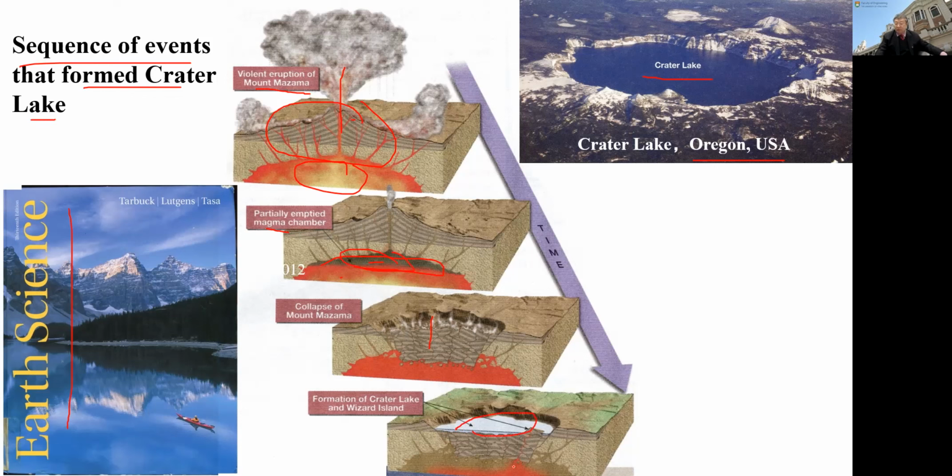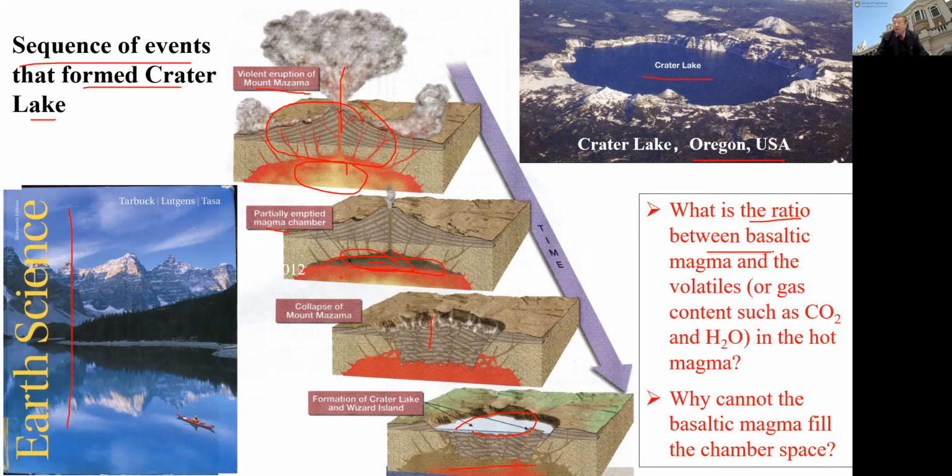So the magma is still here, but the magma has lots of gas inside. So how much magma is here? We don't know, okay, in the old days. So what is the ratio between basaltic magma and the gas content, such as CO2, H2 in the hot magma? Can we do calculations? Okay, so why can't basaltic magma fill the chamber space? Since the magma comes out, magma should be dominant and the gas should be minor, but now the gas becomes dominant, okay? Then the magma becomes minor.